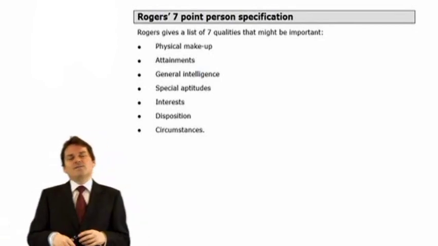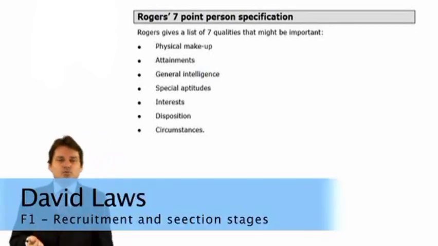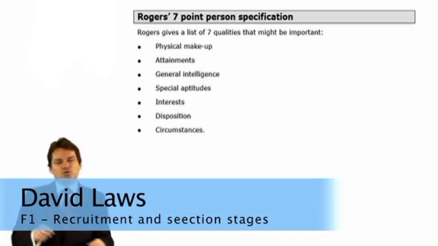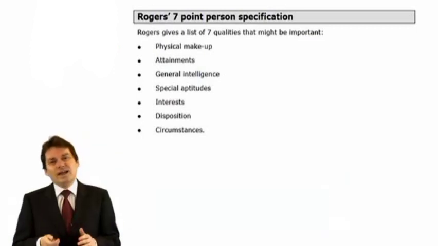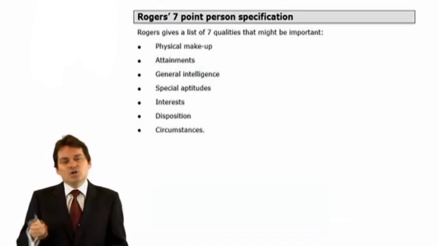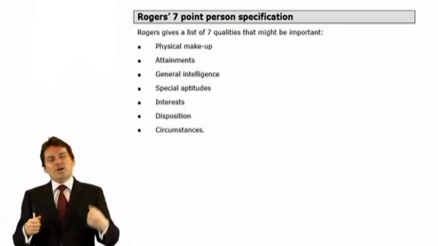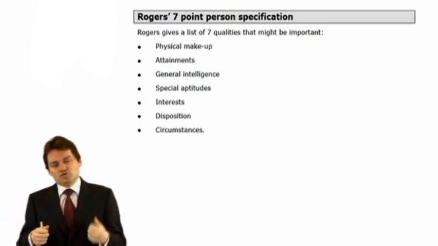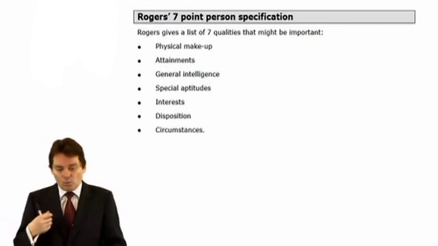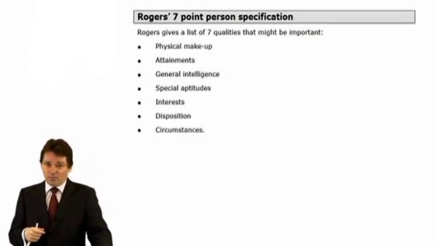We are going to have lots and lots of models, lots and lots of theories that we go through during the course. And they are here to help us to do a bit more analysis. So we have already said that there will be times when you want to recruit the correct person. How can we do that? What do we need to look for?